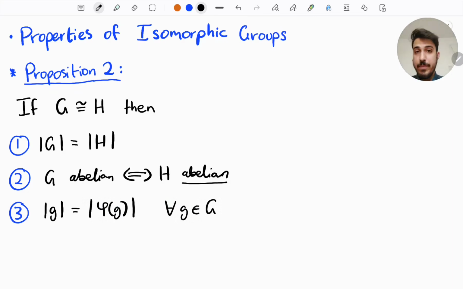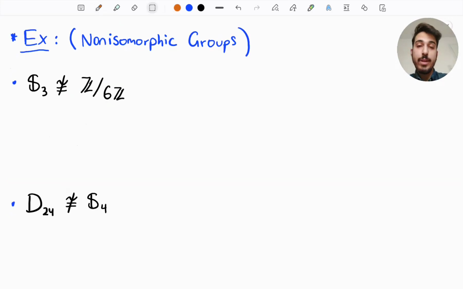The intuitive meaning behind this is that isomorphism essentially means that the two groups are the same, have exactly the same structure, just the labeling is different. If they have the same structure, then they should have the same exact properties, in particular, these three properties. The proof of this proposition, again, will be in future videos, so stay tuned for that. Let us now put this proposition immediately to use.